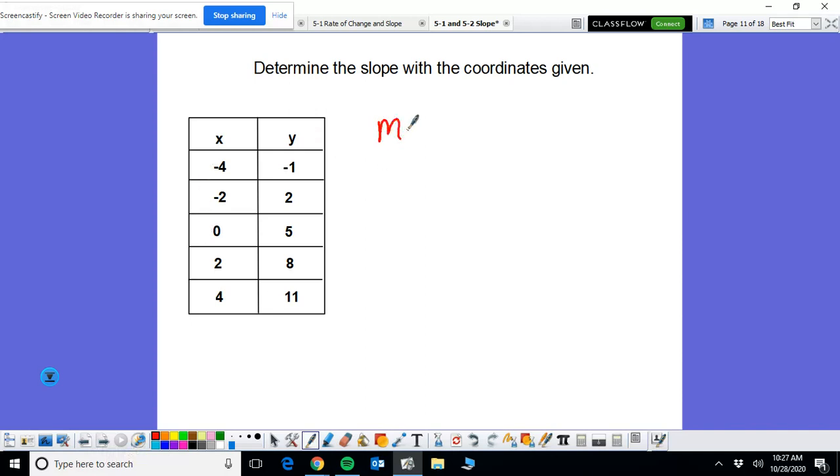M equals y2 minus y1 over x2 minus x1. So step 1, write the formula. This applies once again to most math stuff and science. Step 2, plug in what you know. Do I know my y2 or my y1 or my x2 or my x1? Not yet. I have to label some things.